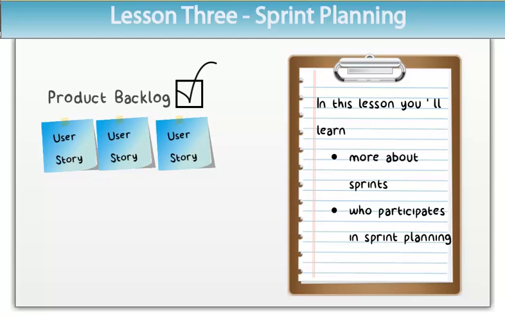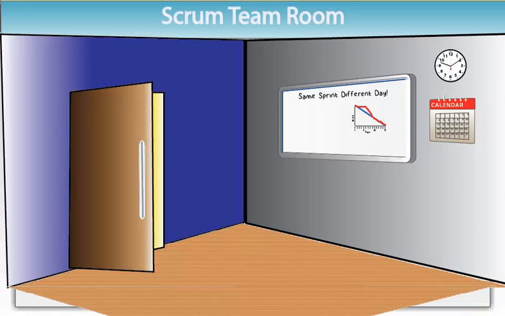Lesson 3, Sprint Planning. In the last lesson, you learned about user stories in the product backlog. Now that the initial set of features and high-level requirements for the product has been defined, it's time to start sprint planning. In this lesson, you'll learn more about sprints and who participates in sprint planning.